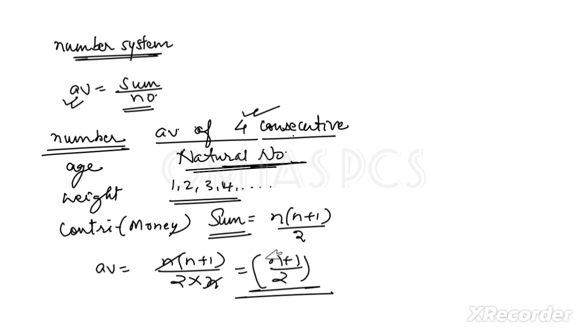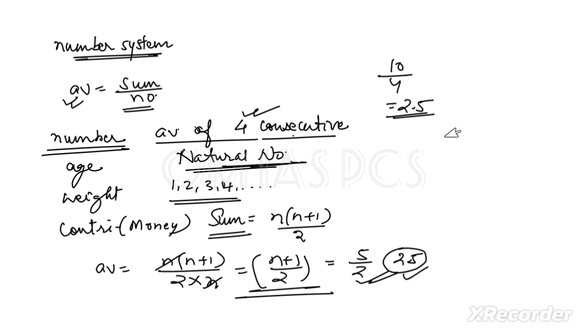If they are asking about 4, just replace n by 4. It is 4 plus 1, that is 5, by 2. So 5 by 2 is our answer, 2.5. For 4 numbers it will be 2.5. Just add them: 1 plus 2 plus 3 plus 4 is 10, so it will be 10 by 4, which is 2.5. See, both answers are the same. So sometimes you can use the direct formula, or sometimes you can do the addition.